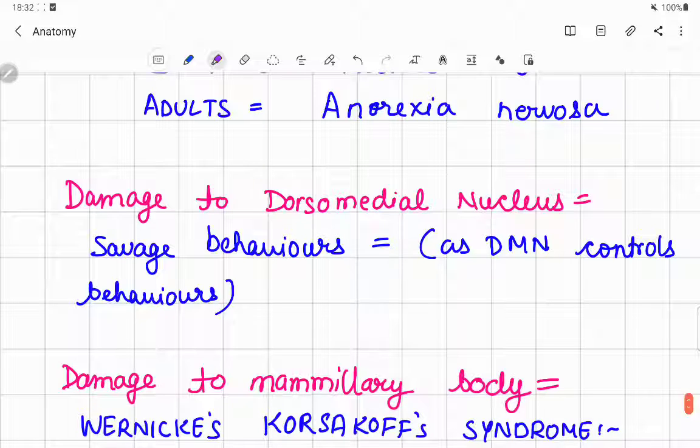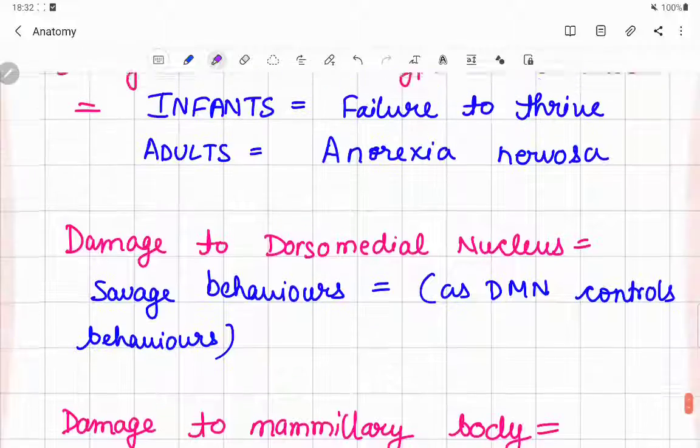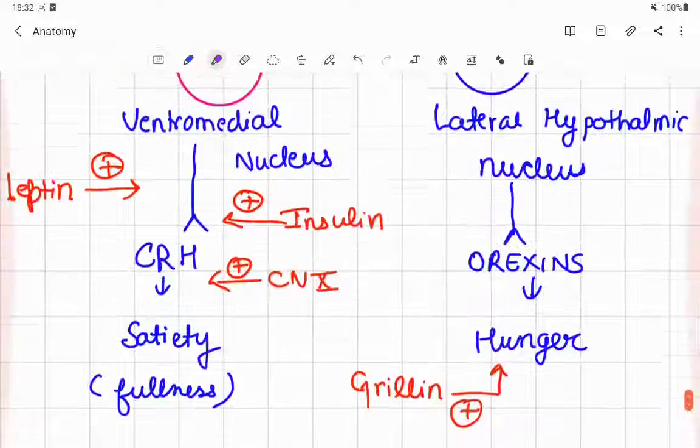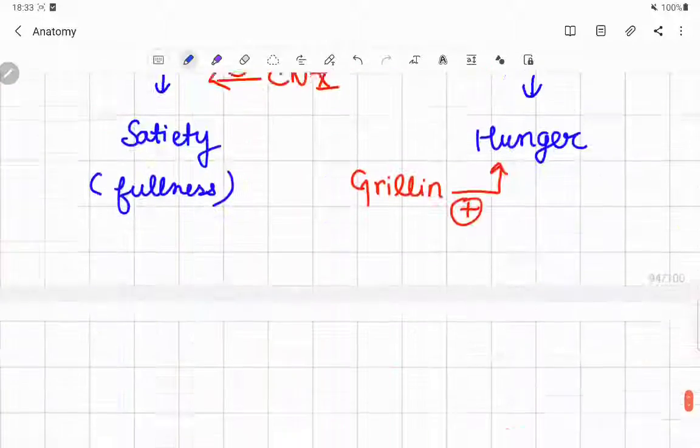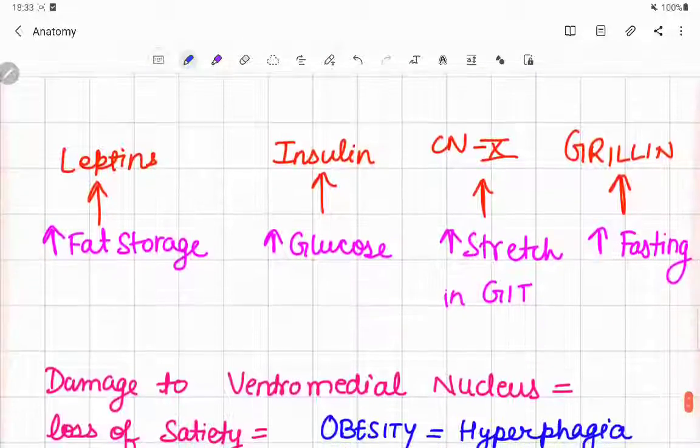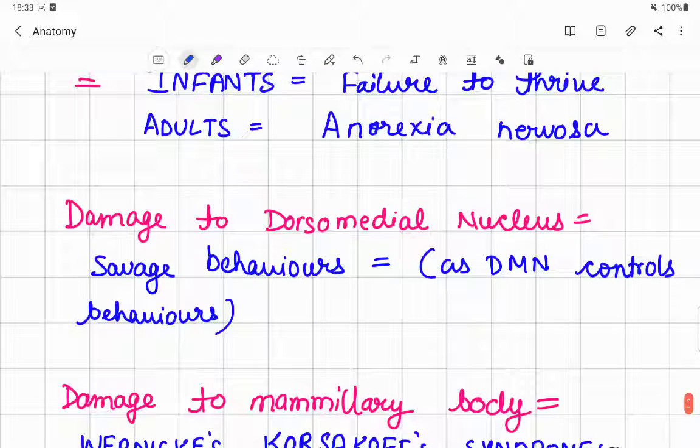Now let us see what happens if there is damage to the dorsomedial nucleus. The dorsomedial nucleus is a structure located right here in between the ventromedial nucleus and the lateral hypothalamic nucleus. The dorsomedial nucleus is responsible for controlling the behaviors of the human body. So any damage to the dorsomedial nucleus results in savage behaviors, as it controls the behaviors of our body.